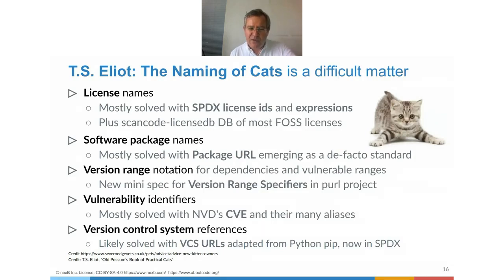There's a new emerging mini-spec as part of PURL called VERS for version range specifiers, which is a way to express a range of versions that may be vulnerable or that may be okay or not okay as a dependency. So it's for dependencies of vulnerable version ranges. I think with CVEs and the many aliases we can assign to them, we have something okay for vulnerabilities. And finally, there's a mini spec as part of SPDX for version control system URLs, which was borrowed from Python pip and is now in SPDX.